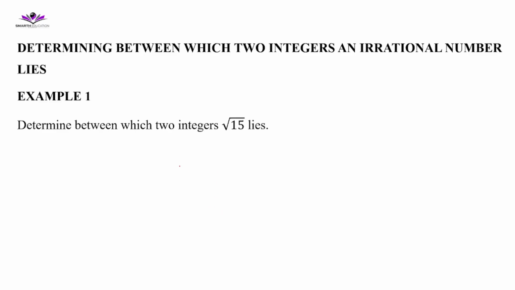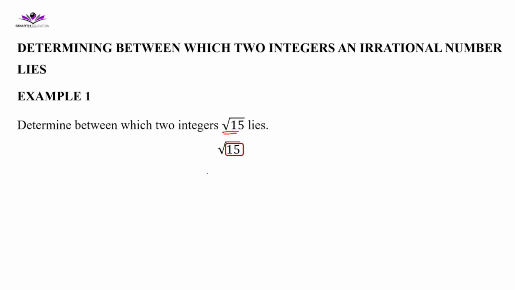Welcome back. Let's look at how we can determine between which two integers an irrational number lies. Let's look at this number, let's say square root of 15. Determine between which two integers does the square root of 15 lie. What you do, you look at the number underneath the square root sign. So in this case it is 15.